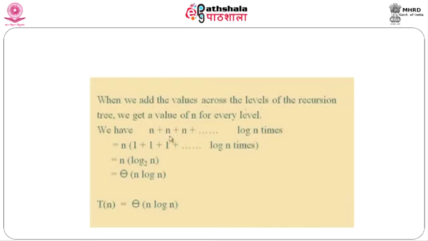First level, second level, third level, and it goes on up to the level of the tree, that is going to be log n times. When I simplify that, it becomes 1 plus 1, log n times. So, you can see very well n into log n. Therefore, the complexity of this is going to be theta of n log n. In other words, this is the solution of the recurrence equation of merge sort.